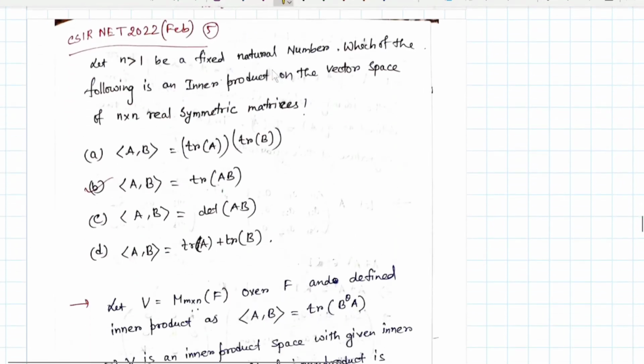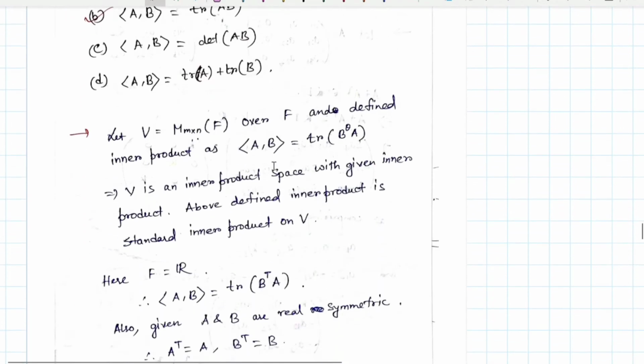Let n greater than 1 be a fixed natural number. Which of the following is an inner product on the vector space of n by n real symmetric matrices? This is a very easy question. The options are given, so you just need to know the definition of the inner product space. Let V equal M n for the case of matrices here. Since the question is based on matrices, we just apply the definition of the inner product space in the case of matrices.